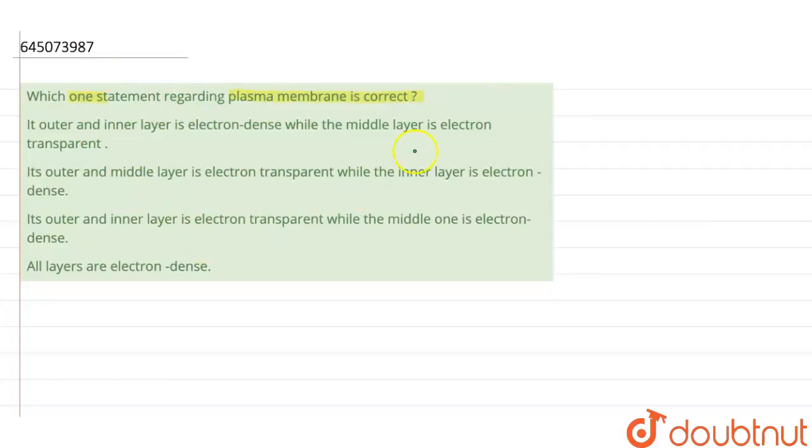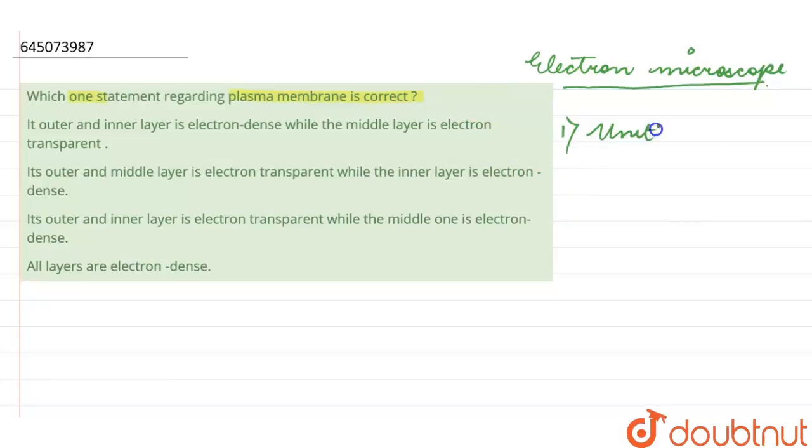Everyone, let's solve the question: which one statement regarding plasma membrane is correct? So, various models of plasma membrane were discovered after the discovery of the electron microscope. And when the plasma membrane was observed under the electron microscope, one such model was the unit membrane model.